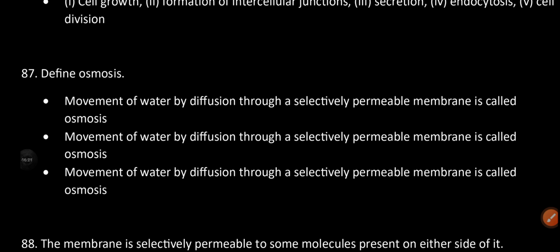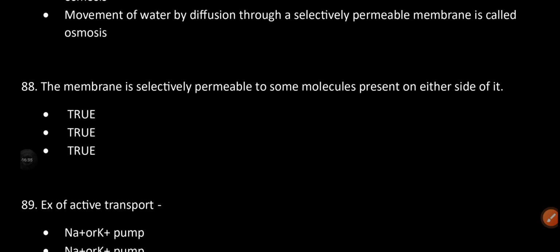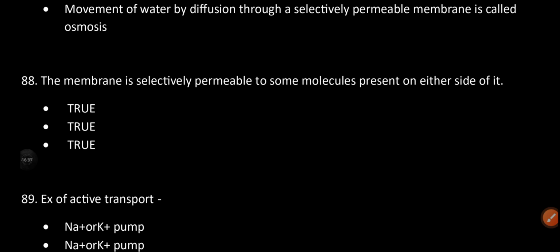Define osmosis. Movement of water by diffusion through a selectively permeable membrane is called osmosis. A membrane is selectively permeable to some molecules present on either side of it. True.